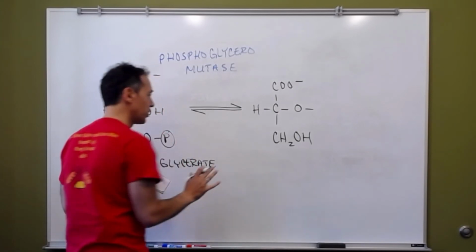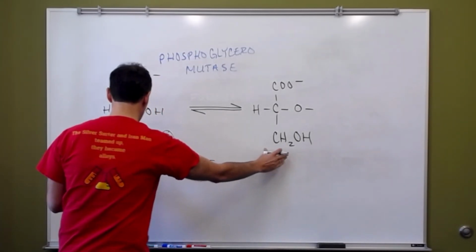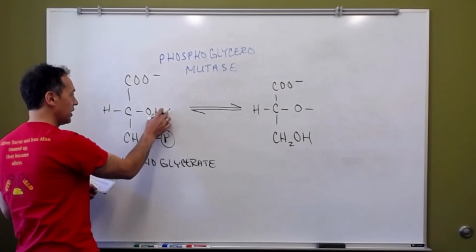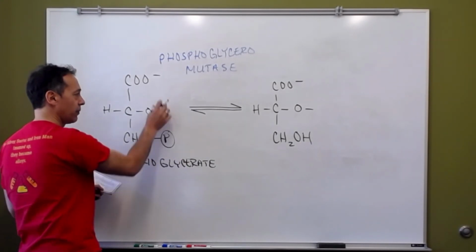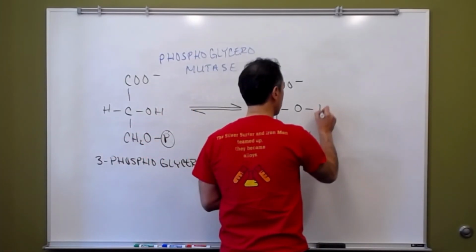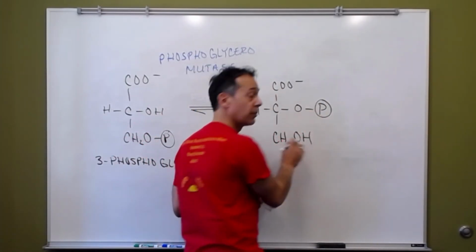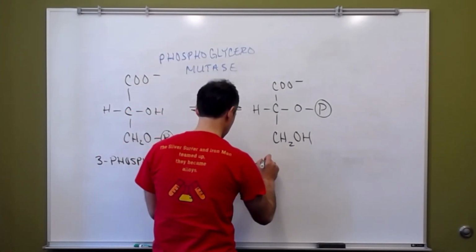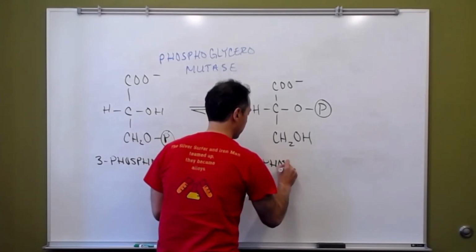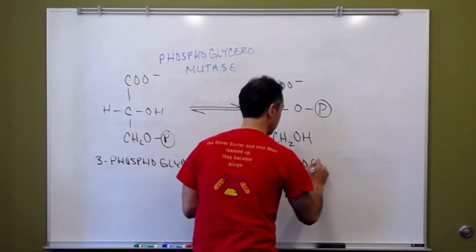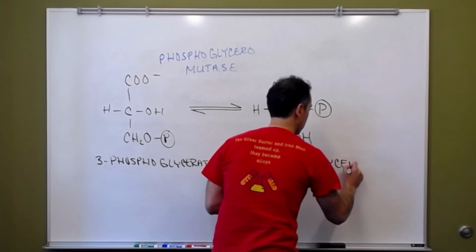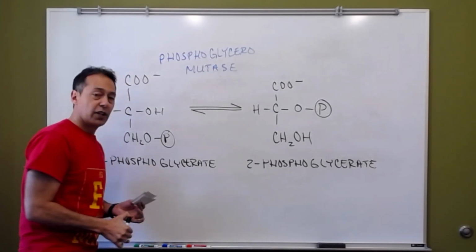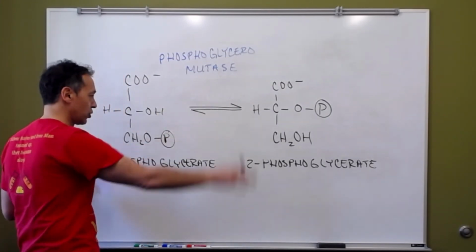And so this product over here looks very similar to this, except we're going to take this phosphate group and replace this hydrogen here. So we're just going to flip-flop these two. So we'll put the phosphate group here. Hydrogen comes down here. And the name of this changes. This becomes 2-phosphoglycerate. And don't worry about the names, don't worry about the structures here.